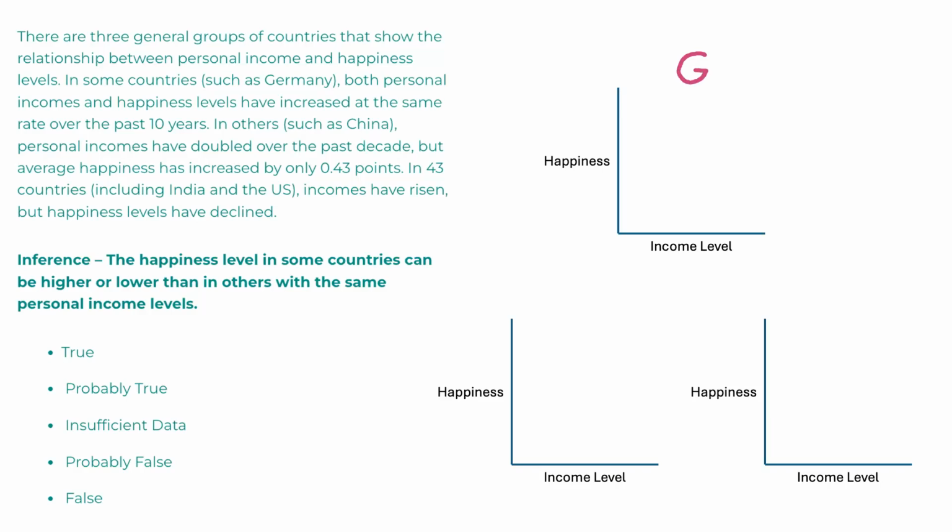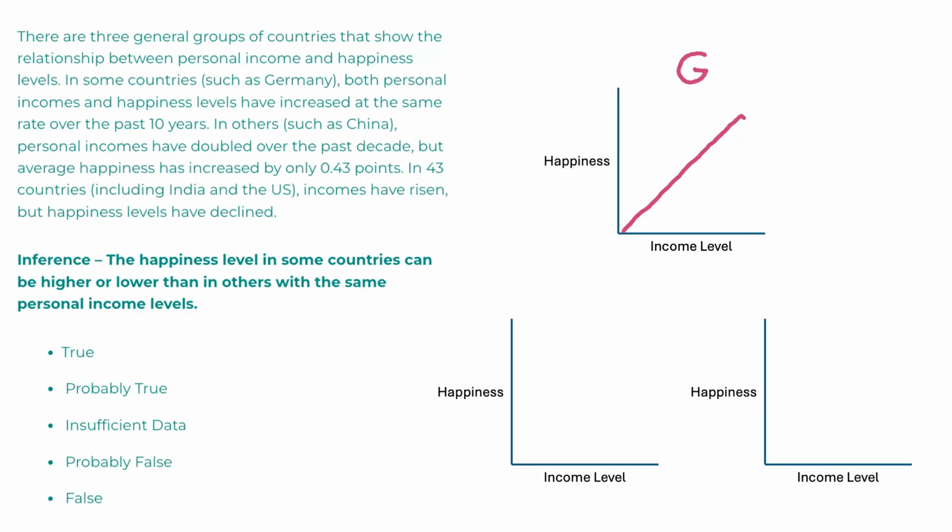We can label this one G for Germany. And again, in Germany, both personal incomes and happiness levels have increased at the same rate. So that would look something like this. We have a positive linear correlation. As income level increases, happiness increases, and they increase at the same rate.